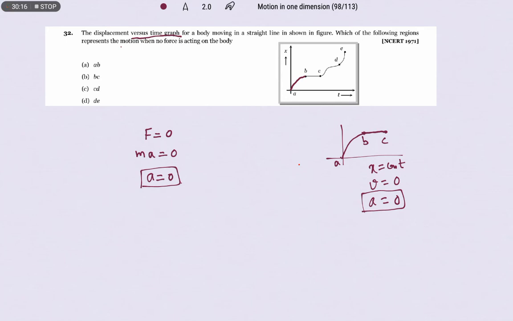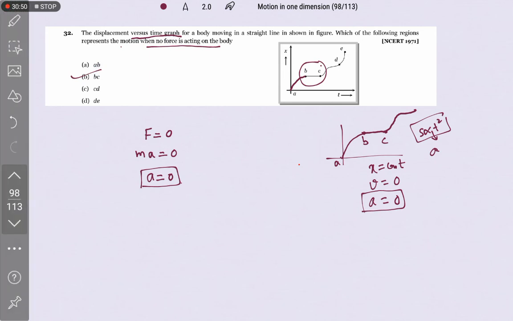After that, what will happen? The graph is changing. It is curved, and if it is curved, the s directly proportional to t square rule is valid. Then it has some acceleration. So only in the region B to C, the particle is moving with zero acceleration, nothing but net force acting on it will be zero. So BC is the region where the force acting on the particle is zero. In this way, we need to analyze the motion of an object.